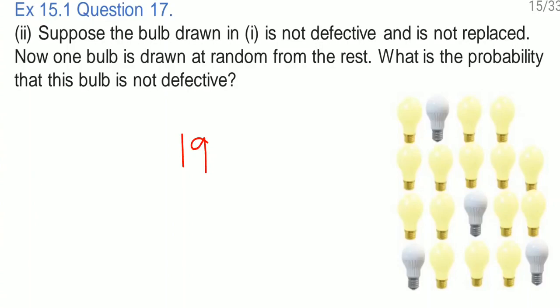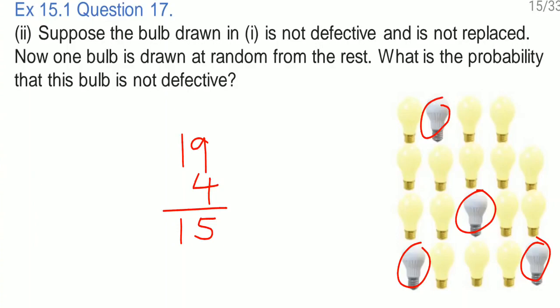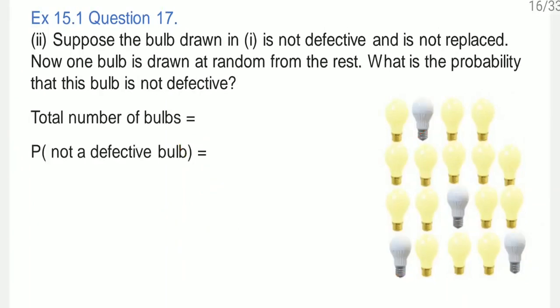Not defective means a good one. So we have to find out how many bulbs are there which are not defective. See, 4 bulbs are defective, so out of 19, I will just remove 4. How many are left? 15. So 15 are the good bulbs. Correct? Now see here, the total number of bulbs is 19. Now the probability of a not defective bulb: 15 bulbs are not defective out of 19. So the probability is 15 by 19. Easy?